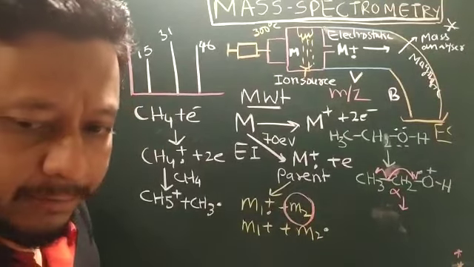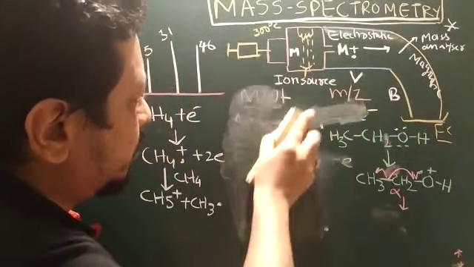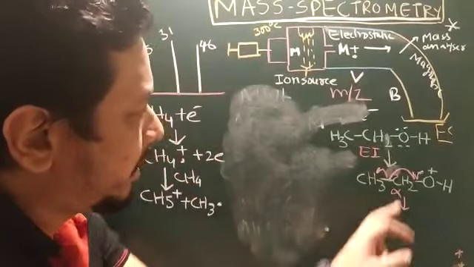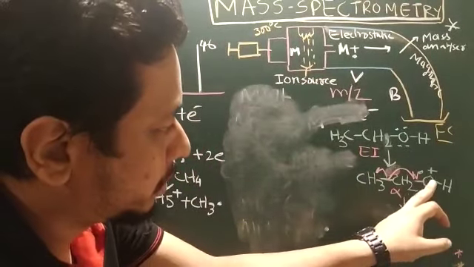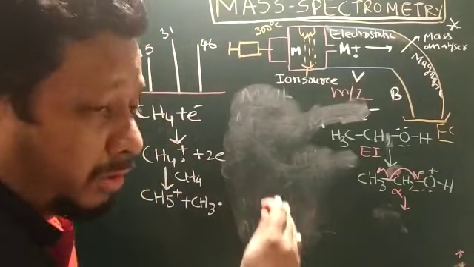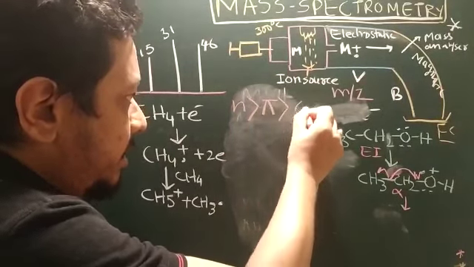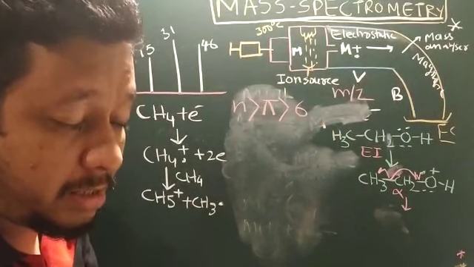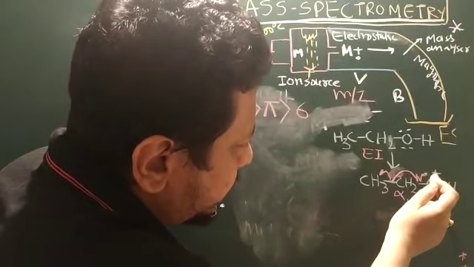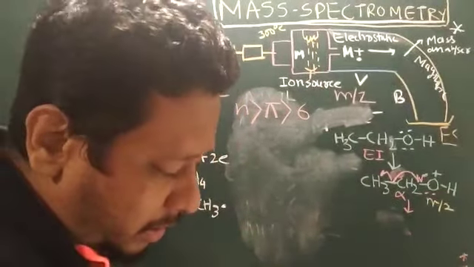Suppose I introduce this molecule, ethanol, into the mass spectrometer. If I go for electron impact, one of the loosely bound electrons gets dislodged. There are 4 non-bonded electrons, and 1 electron gets dislodged. There is an order of dislodgement of electrons: n electrons are dislodged faster than pi, and sigma is later, because sigma electrons are more strongly bound. So one electron gets dislodged and forms a molecular ion or parent ion, whose mass to charge ratio is detected as 46.